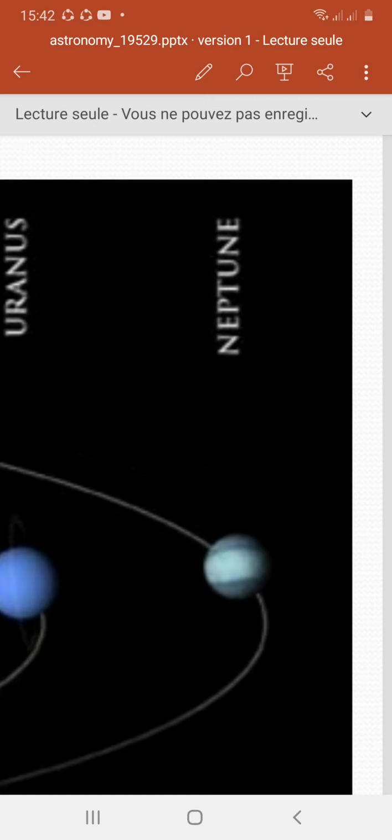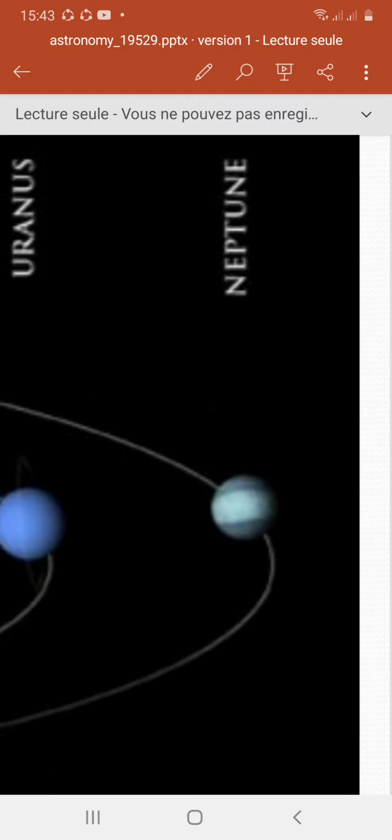Neptune was called by the Greeks the god of water, right? It is called also the blue planet. It has a lot of moons also. Right here.